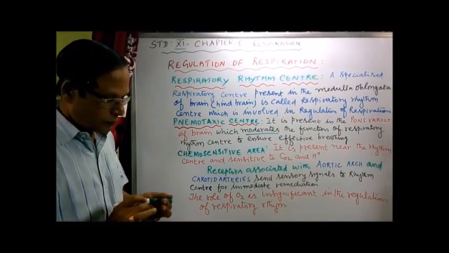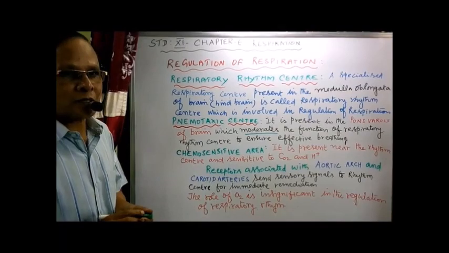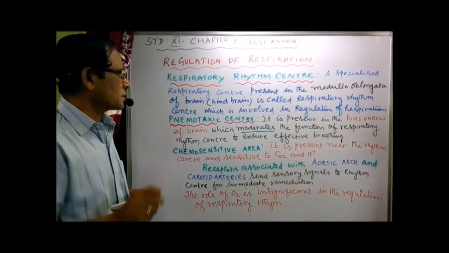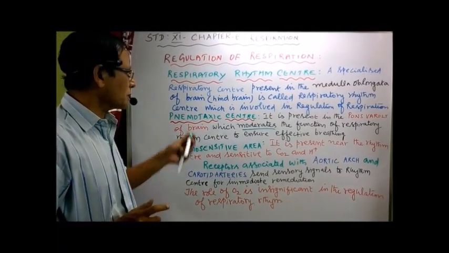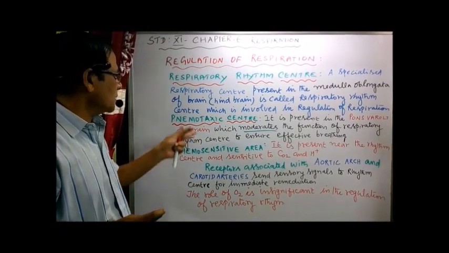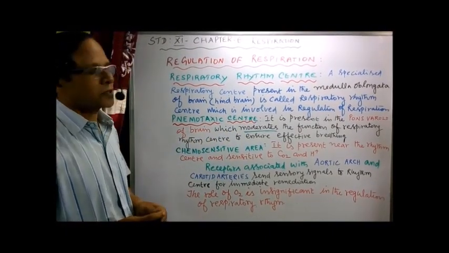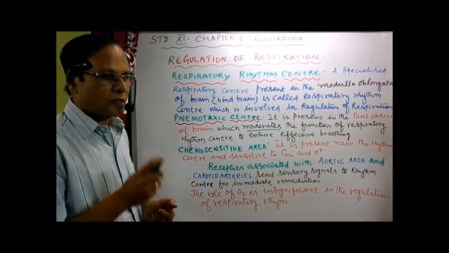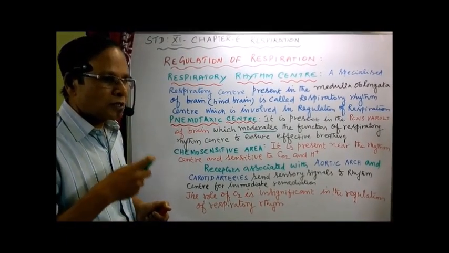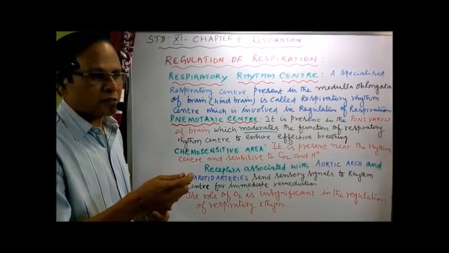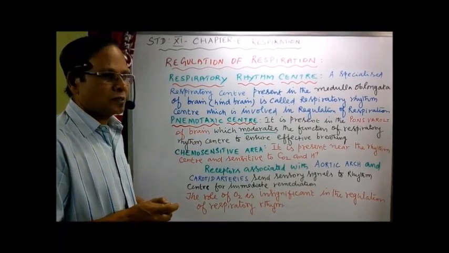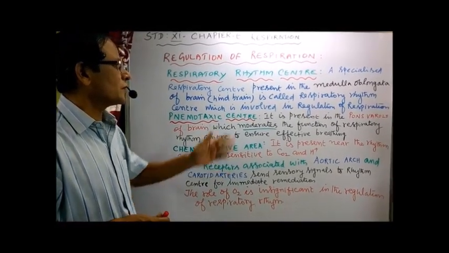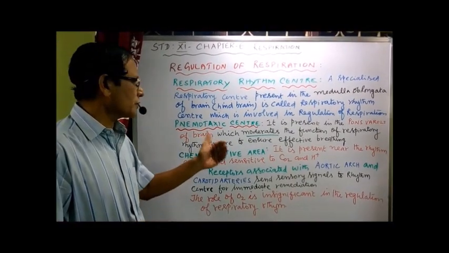Both the inspiratory center and expiratory center are present together as the respiratory rhythm center, and their functions are moderated by the pneumotaxic center. It is present in the pons varolii and moderates the function of the respiratory rhythm center. Coordination: for example, when expiration is there, there is no inspiration. When inspiration is there, the signal is carried to the inspiratory center, which then sends impulses to the pneumotaxic center, which stops inspiration and stimulates expiration. That's why I said it modifies the function of the respiratory rhythm center to ensure effective breathing.